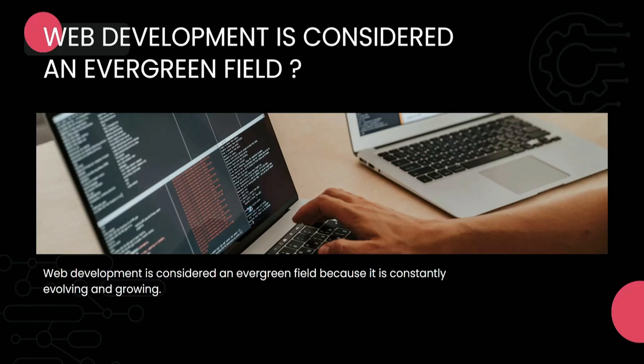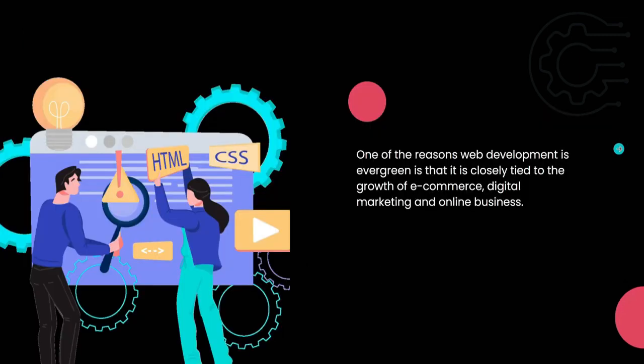After that, let's move to the next slide and try to understand the different reasons for web development to be an evergreen field. One of the reasons is that it is closely tied to the growth of e-commerce, digital marketing and online businesses. Whenever someone wants to start their online business, they need a website. And for making that particular website, they need a web developer to develop the end-to-end website for their business. So this is a key reason why web development is considered an evergreen field, because anyone who wants to start their online business needs a website. And for fulfilling all these demands for websites, they need web developers.